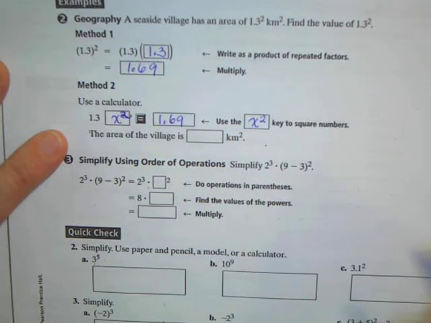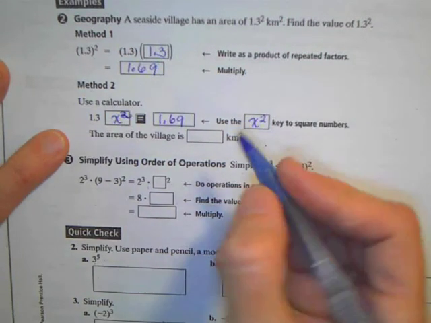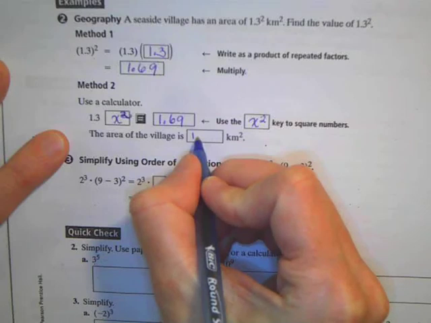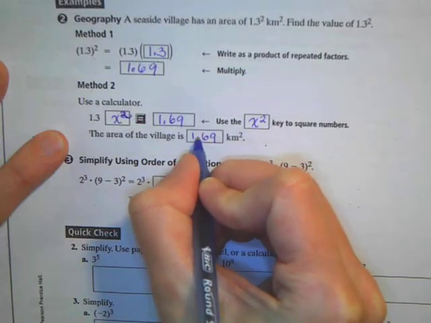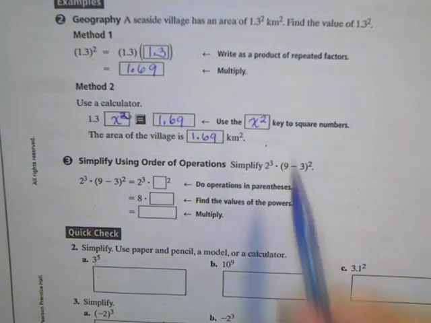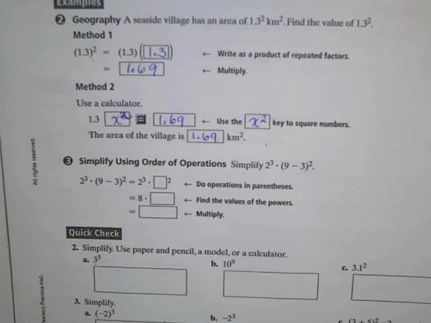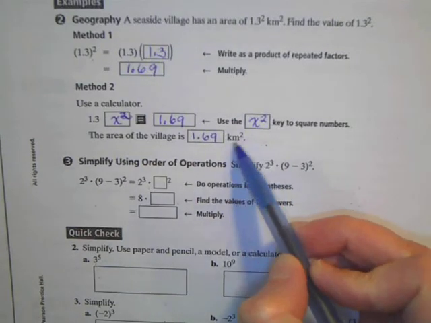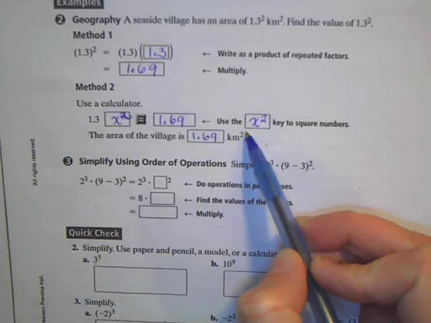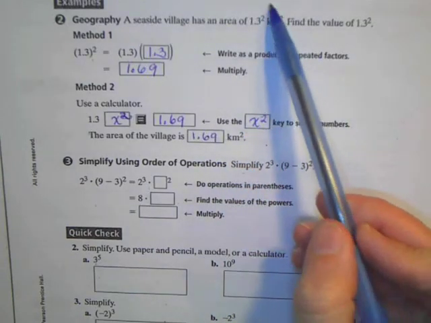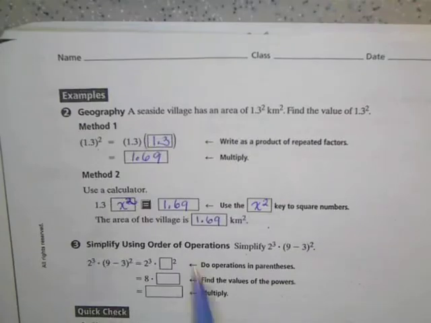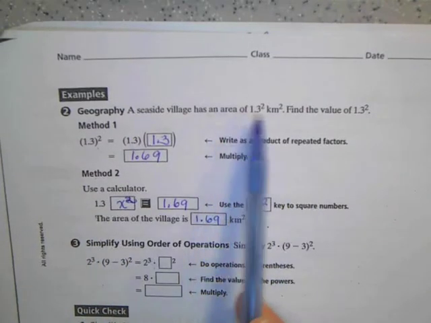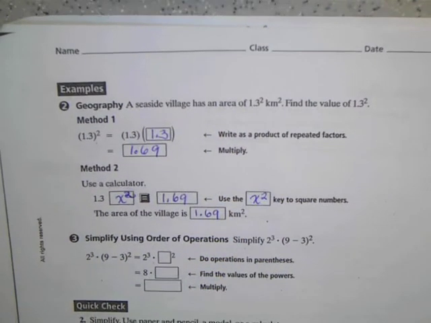Use the x squared key, as I said, to square numbers. The area of the village is 1.69 square kilometers. Notice that square kilometers is just a way that we measure area. We measure in square kilometers, so that doesn't mean to square anything. It's just a type of measurement. The thing that is squared in this particular problem was the value 1.3, because 1.3 was raised to the second power.